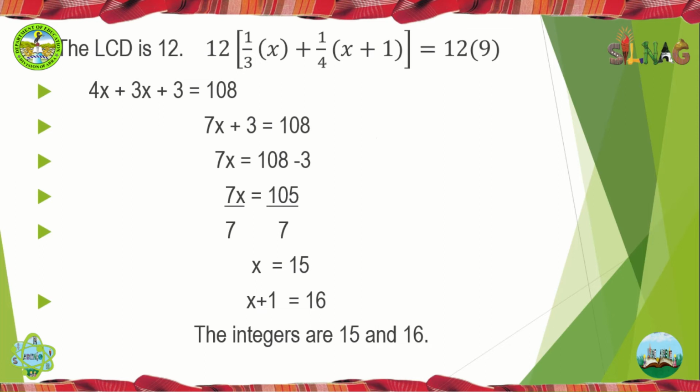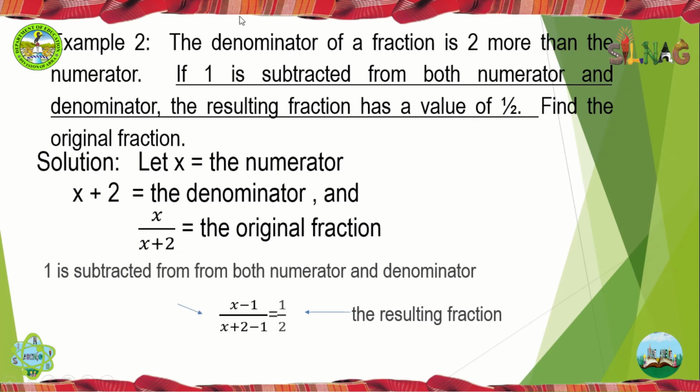And then the second integer is represented by x plus 1. Therefore, we just substitute 15 for x. So 15 plus 1 is equal to 16. So the consecutive integers we are looking for are 15 and 16. So we have our example number 2.